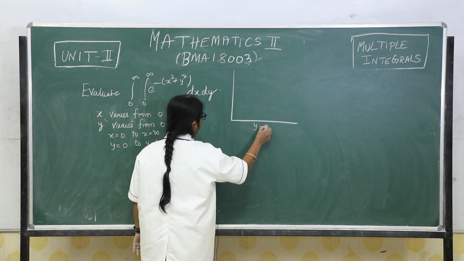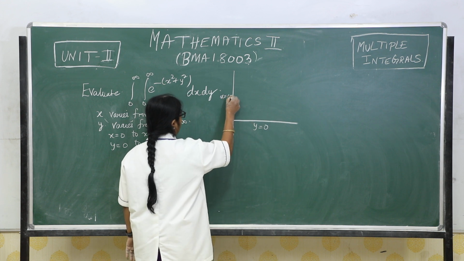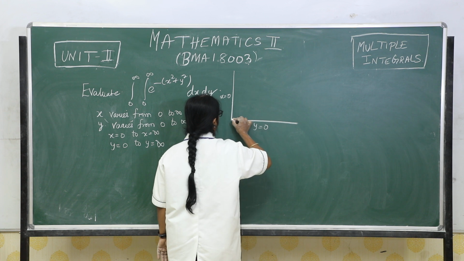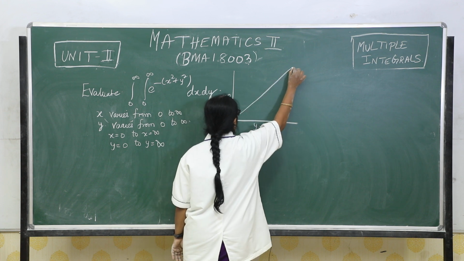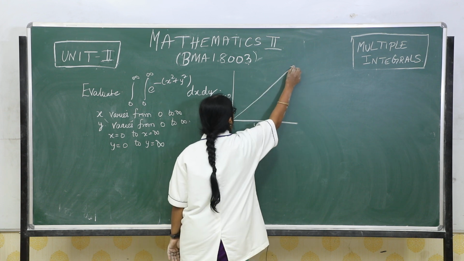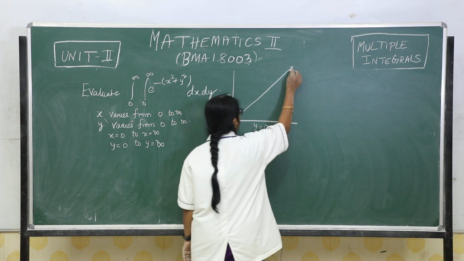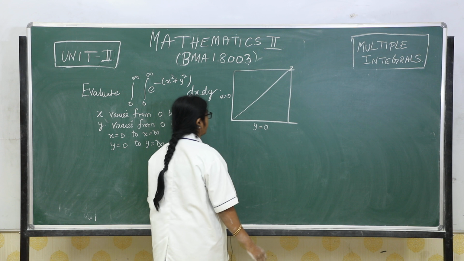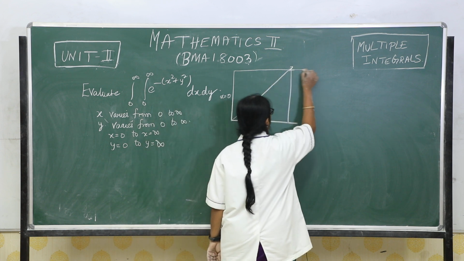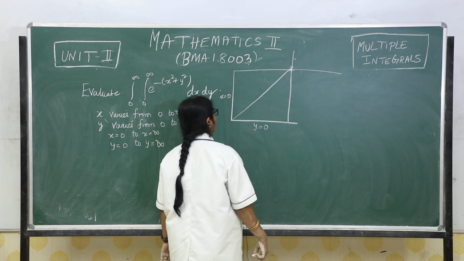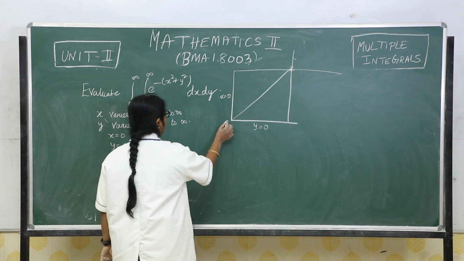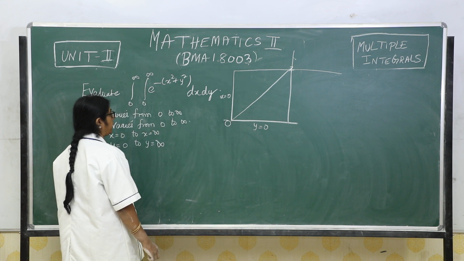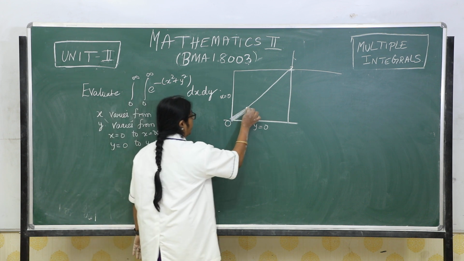this is y equal to 0, x equal to 0, x equal to infinity, y equal to infinity. So, this is the radial line. This is the origin. So, this is the radial line.